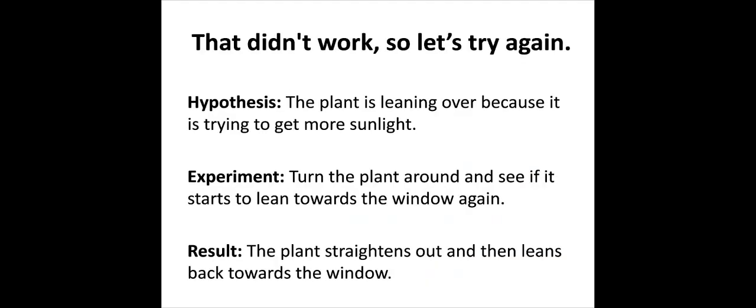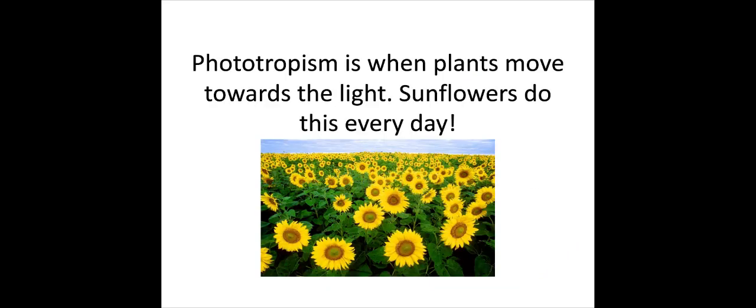So let's try again. Didn't work, let's try again. Hypothesis, the plant's leaning over because it's trying to get more sunlight. Experiment, turn the plant around and see if it starts leaning towards the window again. Result, the plant straightens out, then leans back towards the window. So you're just trying to learn as much as you can about what you're observing.